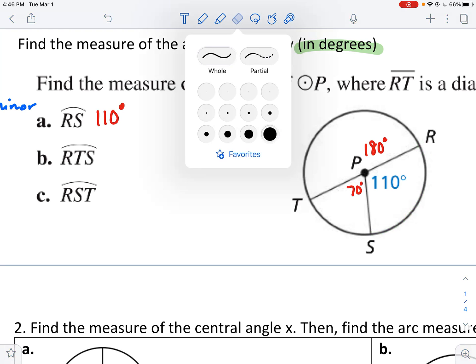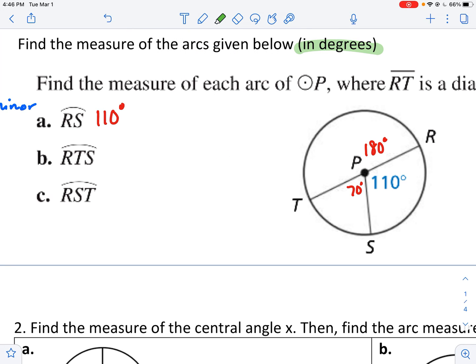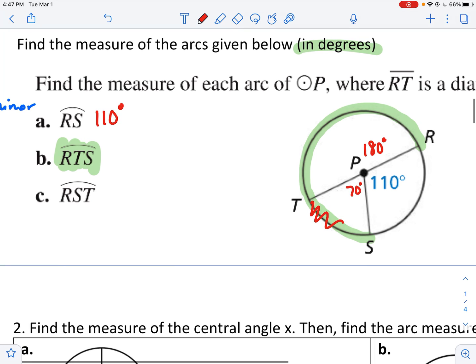When you have three letters, that means it's a major arc. It's bigger than 180. So this one here is RTS. So that tells me I'm going to start at R, I'm going to go over to T, and then I'll make my way over to S. Now, I know that I have to go in that direction because if I went this direction, that would be RST, and that wouldn't work. So here I go from R to T to S. And to find the total measure of that arc, I need to add up all the little pieces here. So this is 180, and this is 70. So in total, I went 250 degrees.